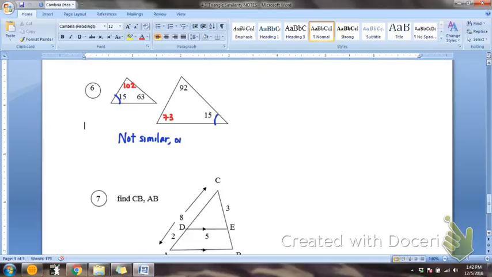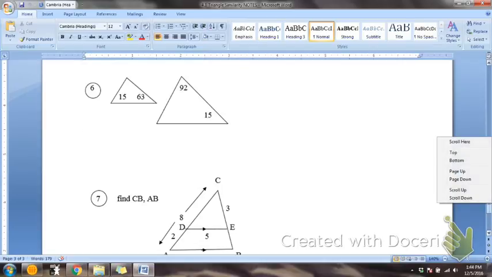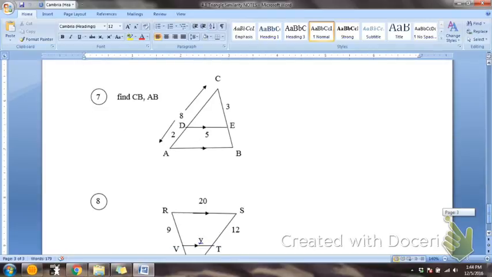And we could say only one pair of angles are congruent. Only one pair of angles are congruent. On 7 and 8, we're going to switch gears. I said that they're not similar because only one pair of angles are congruent. Only one pair are congruent.